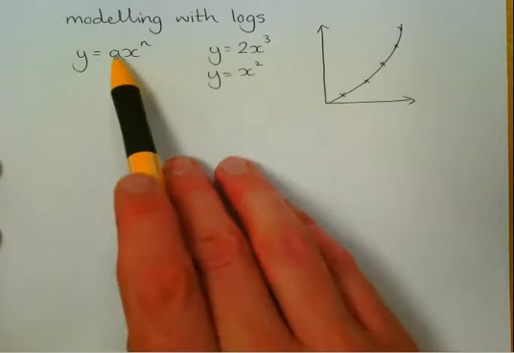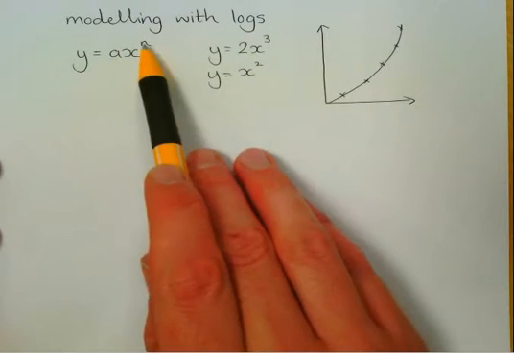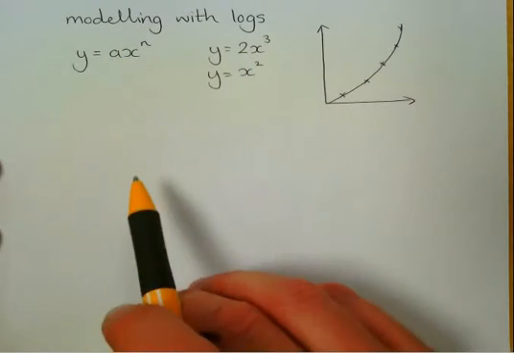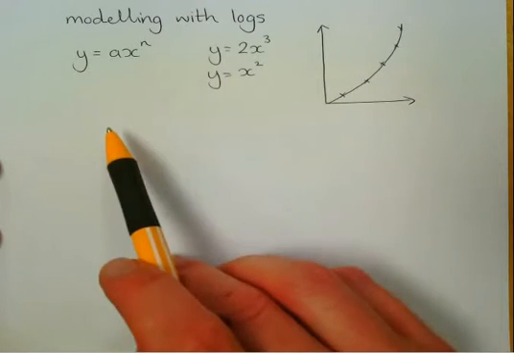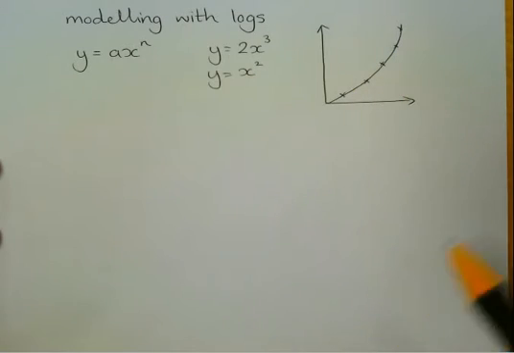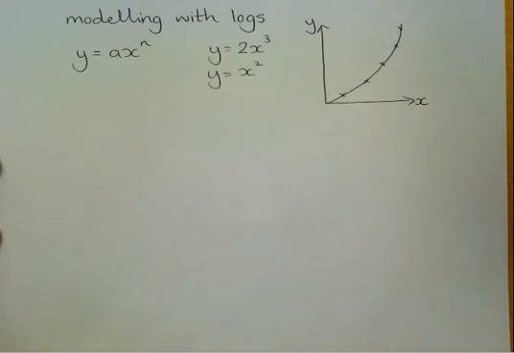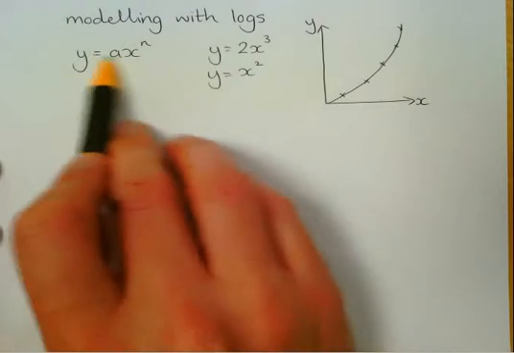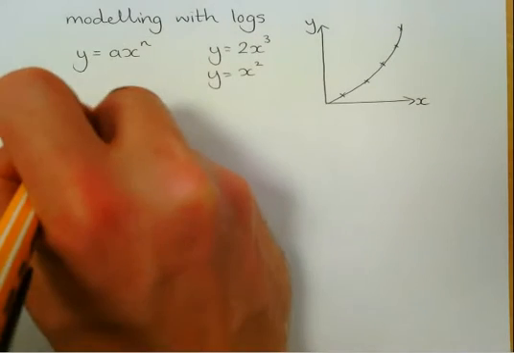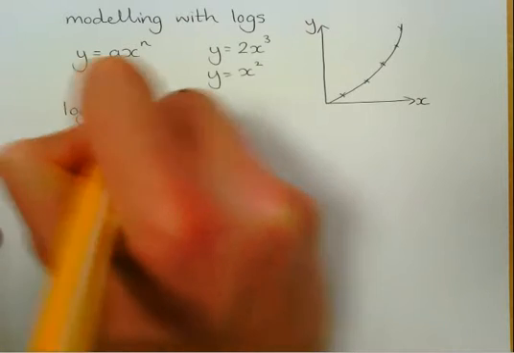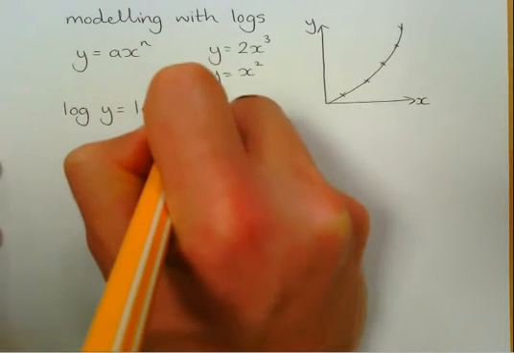And we want to find out what this actual value of a is and what this actual value of n is. So we could use logarithms to actually find those exact values. So let me just pop in my y and my x. So how we do this is we take logs to both sides. And that is as simple as writing log in front of both sides.